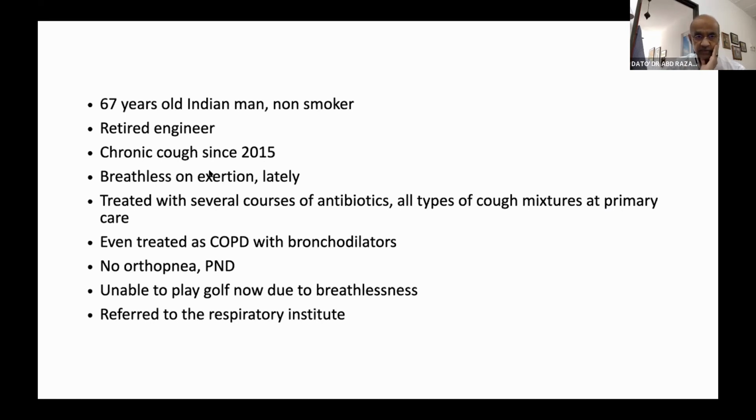He was also breathless on exertion over the last few years. Then many people saw him, thought it's infection, they gave antibiotics, they thought it's a cough, they gave cough mixtures, and then they even thought COPD, they gave bronchodilators. Nothing made him get better. He had no signs of heart failure at all, no pain, no orthopnea at all. He is very sad because he can't play golf. Retired people, most of the time, they spend time at golf. He couldn't play golf at all because of the breathlessness. Then luckily one doctor referred him to IPR. But a bit too late, after 3 years, a bit too late.